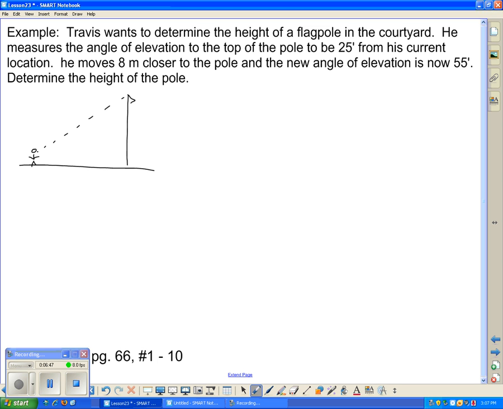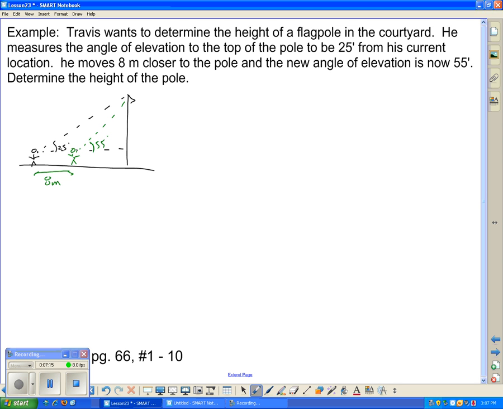So he's looking up. He knows that that was 25 degrees from where he was. He moves 8 meters closer. So we're going to change Travis's color. It's now going to be in green. So he's moved closer by 8 meters. And he looks up again. And it's now at a 55 degree.